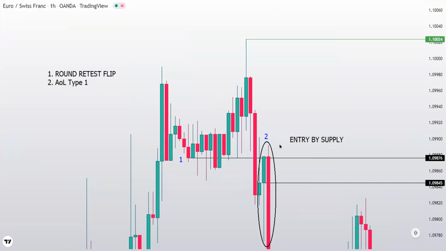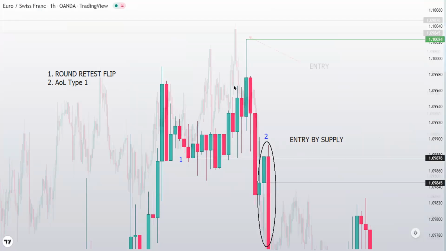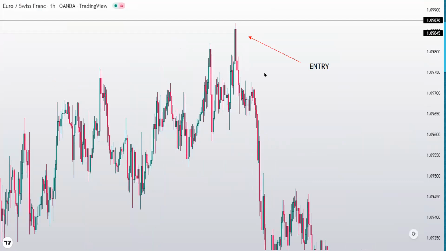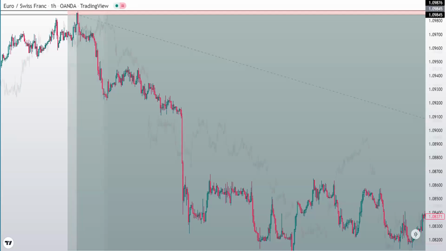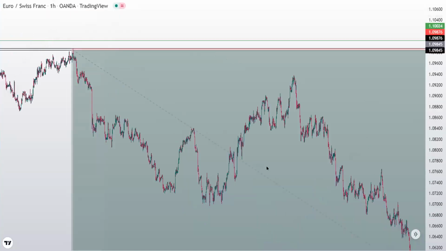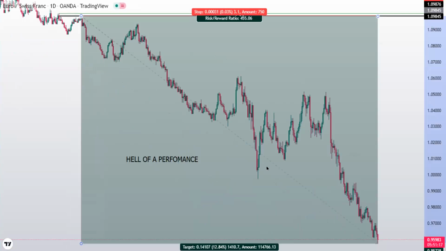But if you put your entry at the supply zone, you are actually sure that the market will come and trigger your entries so that you don't miss your move. As you can see, the market came, tapped that first entry there, then the market now moves in that specific direction, almost 1,410 pips. The risk was only 3 pips. So you can imagine what kind of lot size you can put in situations like this.